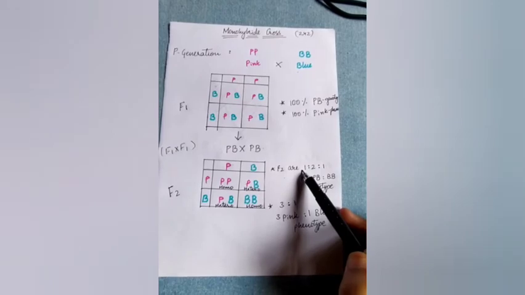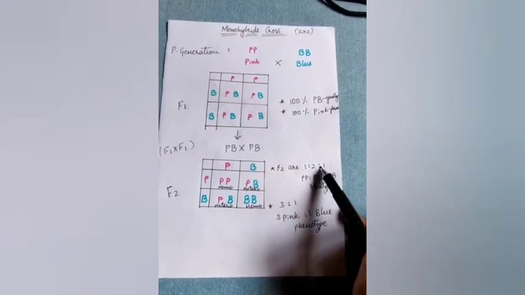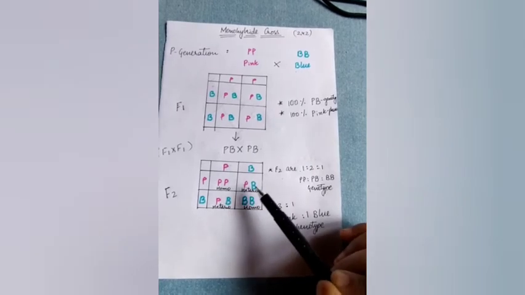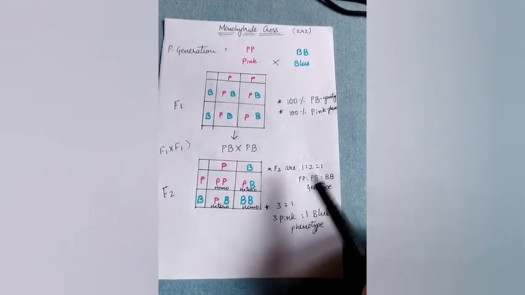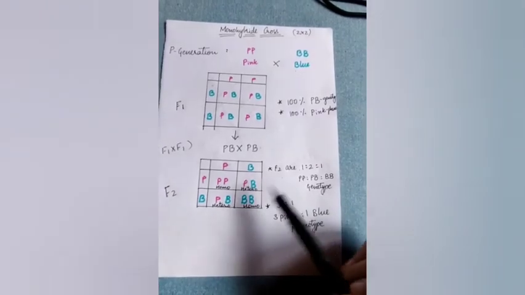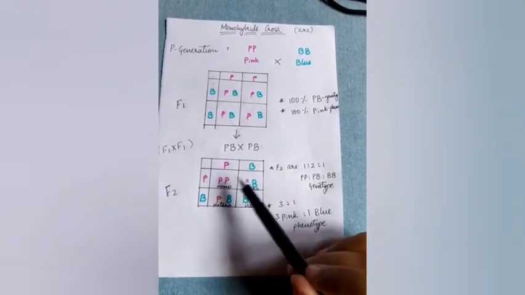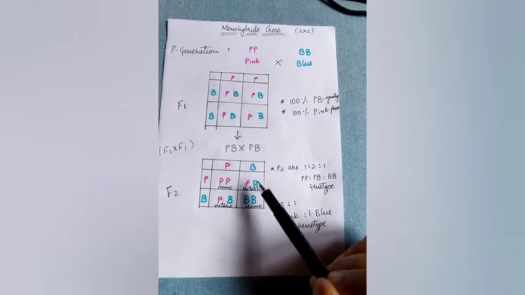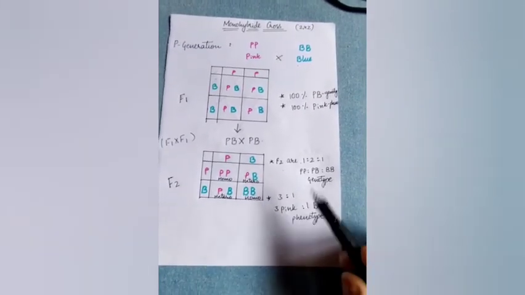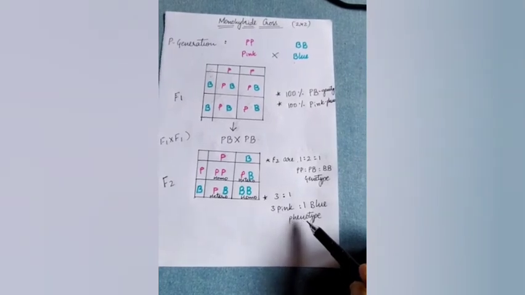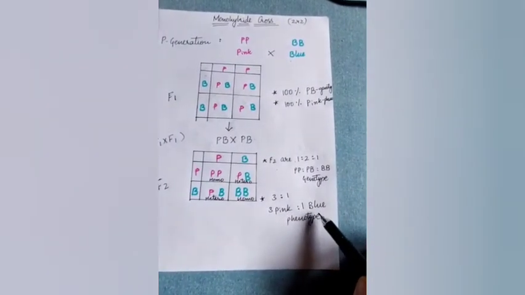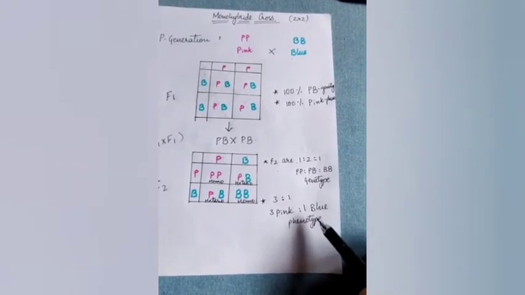The F2 generation is in the ratio of 1:2:1, that is 1 pink, 2 PB, and 1 blue. That is, genotypically they have 1 pink flower, 2 a mixture of pink and blue, and 1 blue. And in physical character, phenotypically they have 3 pink and 1 blue color of flowers.